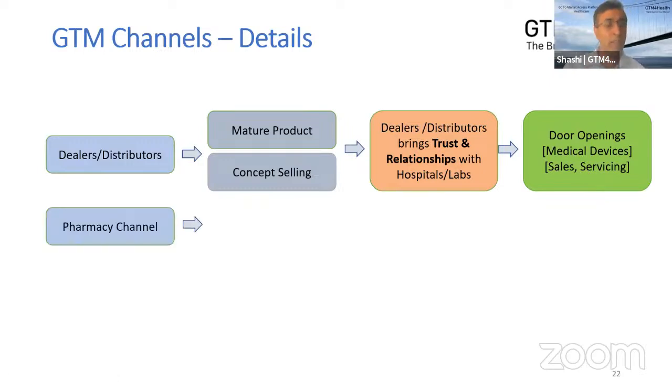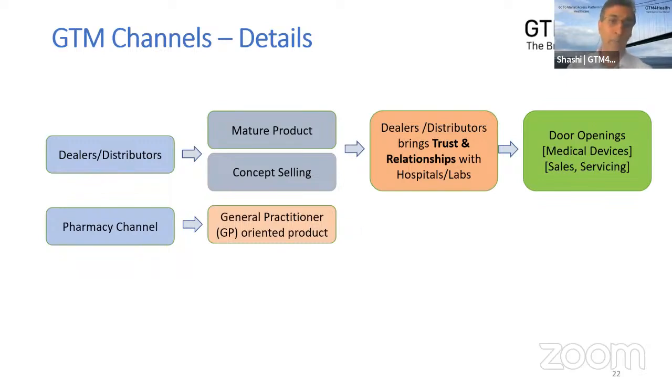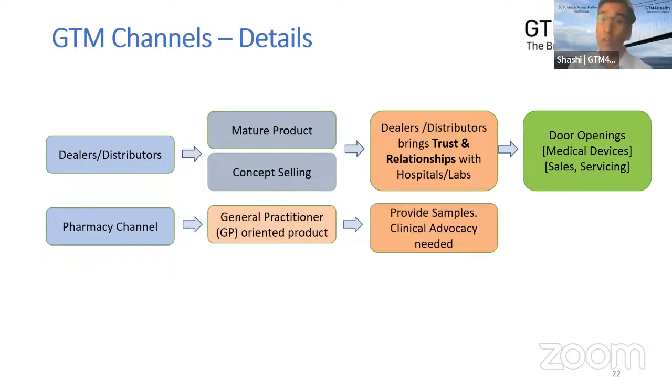Okay. Second one is a pharmacy channel. This is also a GP-oriented product if you are having something around new biological molecules, etc. This is one that most pharma companies use. The way they do it is provide samples and they get a clinical advocacy. Why are we introducing this? How is it beneficial? And they win the trust of the GPs through these MRs, free samples, whatever it is.